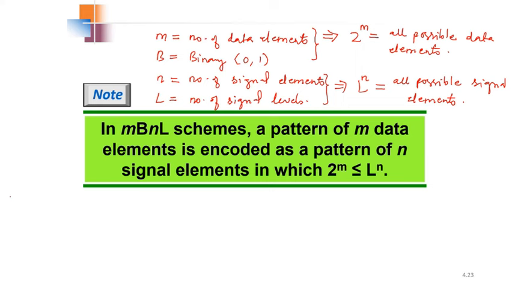So the first condition is like, suppose 2 to the power m is equal to L to the power n. If this is the case, what its meaning is, it is going to say that all data elements are having the same number of signal elements. That means if 2 to the power m number of data elements are there, then to represent these data elements, we are having separate or individual signal elements.